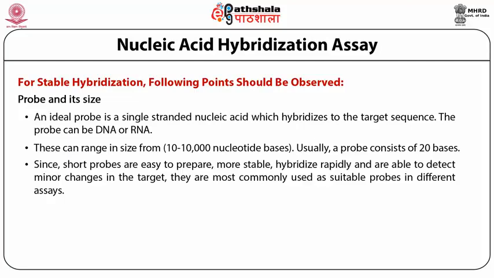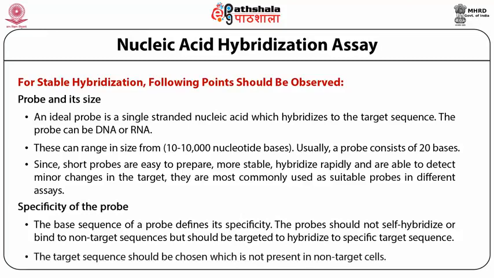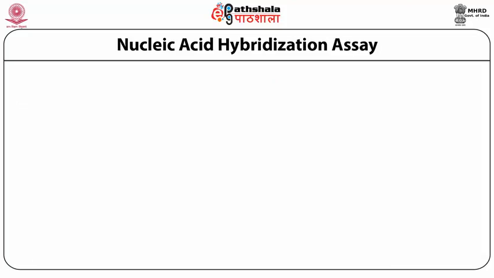The second point to be kept in mind is the specificity of the probe. The basic sequence of the probe defines its specificity. The probe should not self-hybridize or bind to a non-target sequence, but should be targeted to hybridize to specific target sequences only. The target sequence should be chosen which is not present in non-target cells.